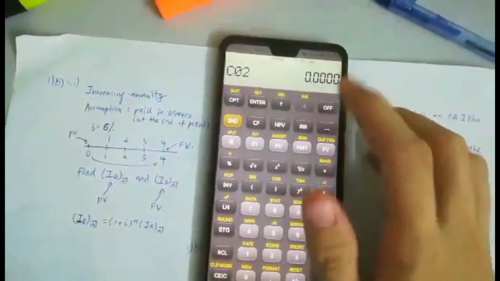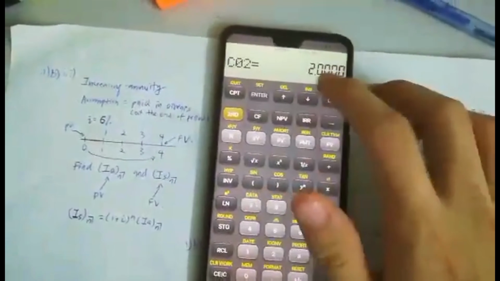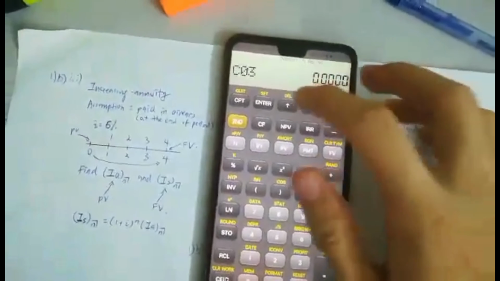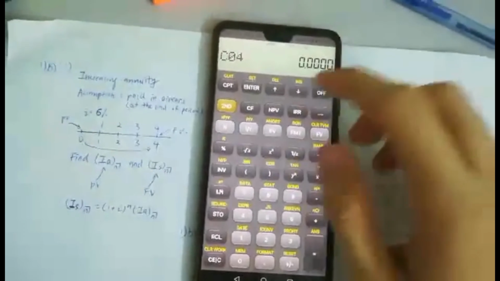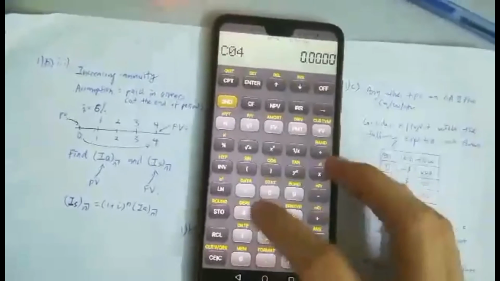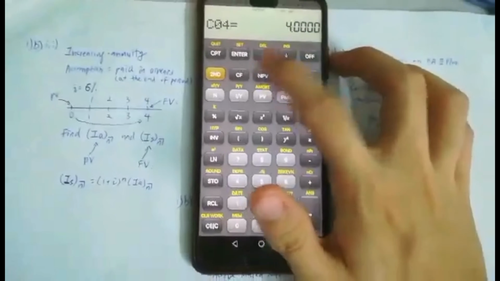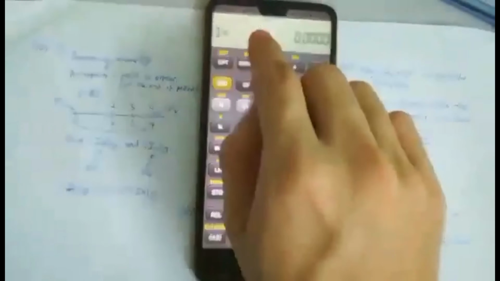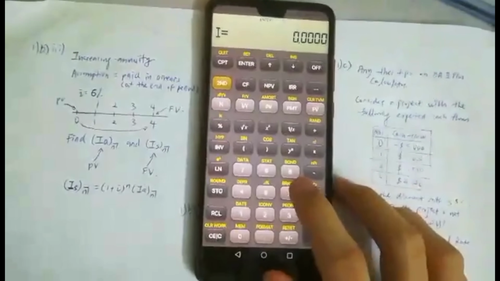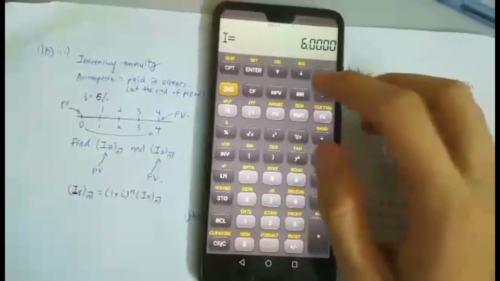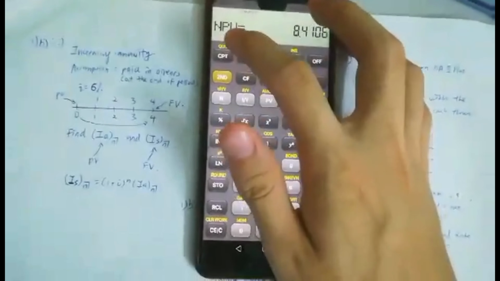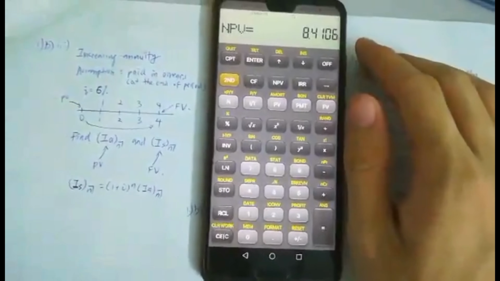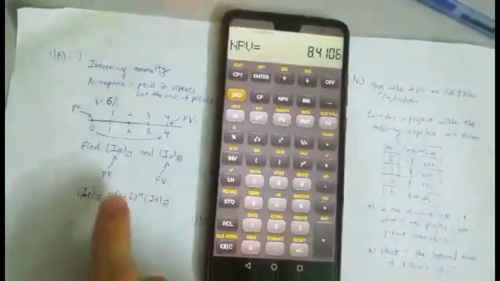Okay, so we go down to C02, 2, enter, go down. F02 1 remain, go down. C03 3 enter, go down. F03 1 go down, remain. Okay, C04 4 enter. So we press NPV. Okay, I is the interest rate, which is 6%. We press 6 and then enter. Okay, and then we press go down. NPV we press compute. So we get 8.4106, which is the present value.